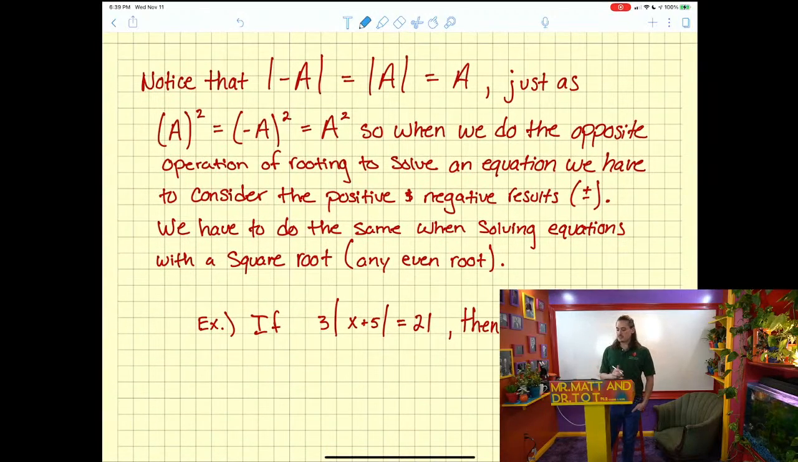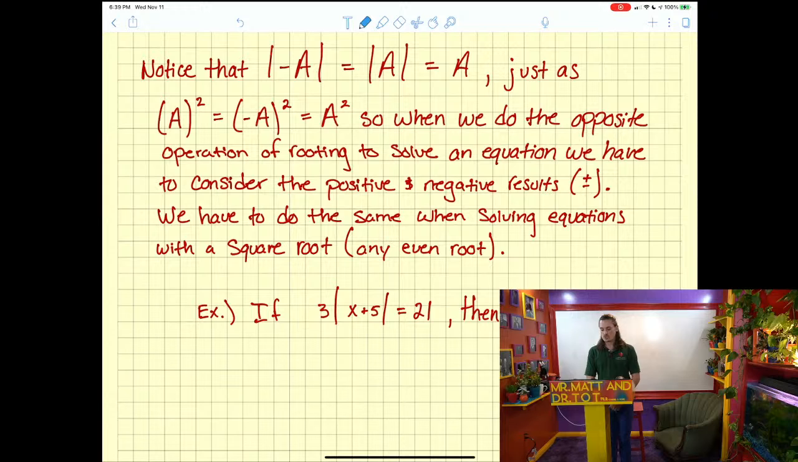Now, in our last few minutes together today, I'm just going to touch on the process of solving an equation that contains an absolute value function. So notice that the absolute value of some number, let's call it a, the absolute value of -a, is equal to the absolute value of +a, because both of those are just equal to a.